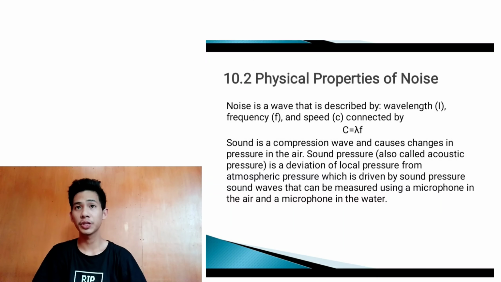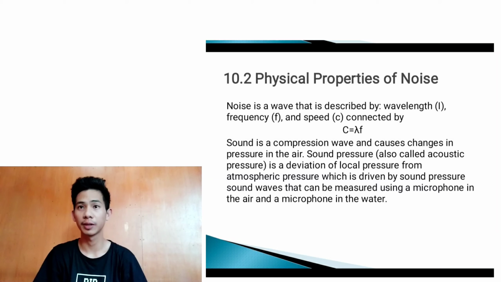The next material is physical properties of noise. Noise is a wave that is described by wavelength λ, frequency f, and speed c, connected by c = fλ. Sound is a compression wave and causes change in pressure in the air. Sound pressure, also called acoustic pressure, is a deviation of local pressure from atmospheric pressure, which is driven by sound waves that can be measured using a microphone in the air and a hydrophone in the water.